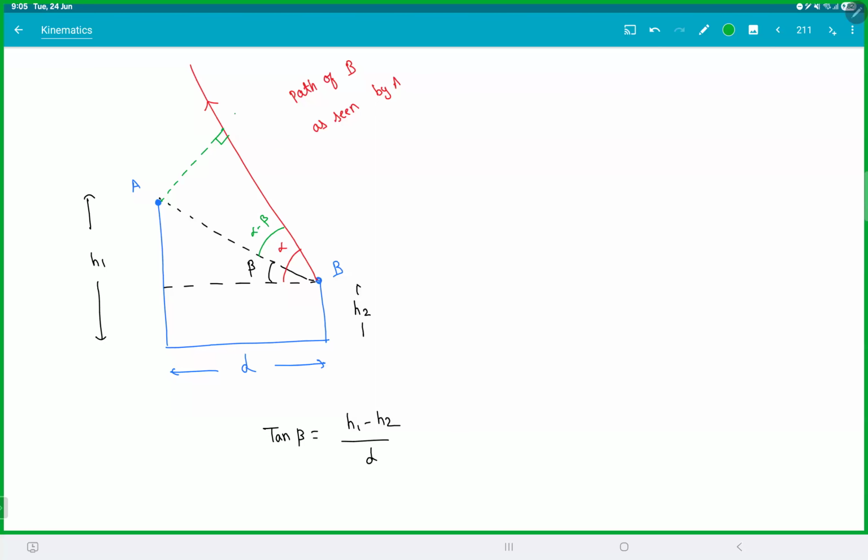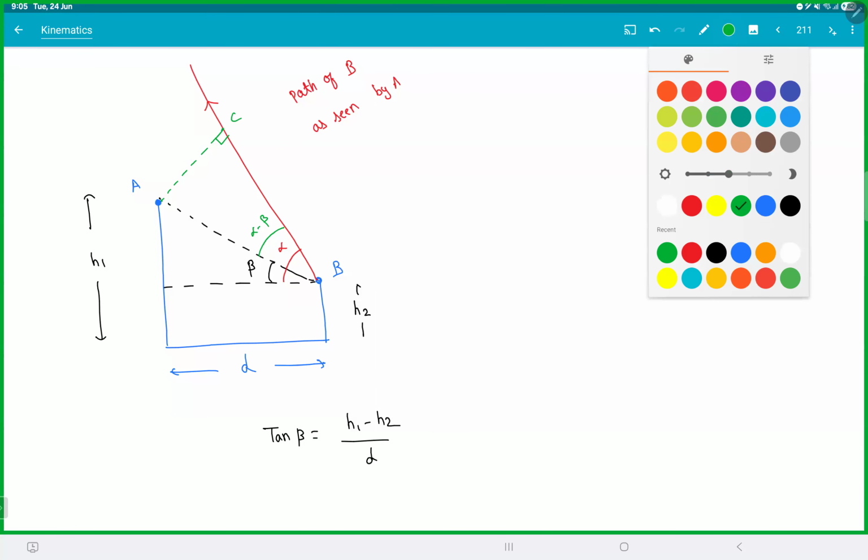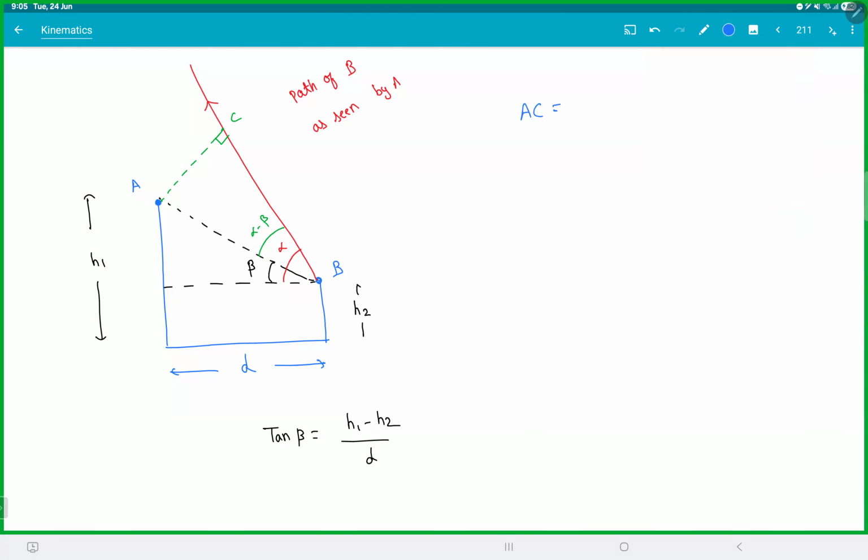And if I take this point as C, you can see ACB is a right angle triangle. You want to find AC, which is the opposite side here. So that will be AB sine alpha minus beta. Look at the triangle there. This is A, this is B, this is alpha minus beta, and this is C. You want to find AC, the opposite side, so AC is nothing but AB sine alpha minus beta.